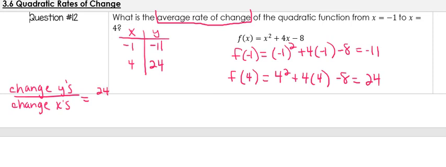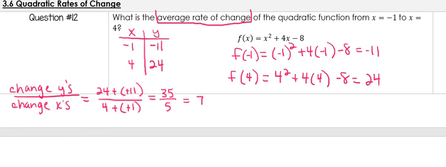So if I start with my second y, 24 minus -11, and then my x's, 4 minus -1. When I simplify this, two negatives make a positive, and this is going to turn into a positive 35. And then 4 minus -1 turns into a positive, that's going to turn into a 5. And 35 over 5 equals 7.